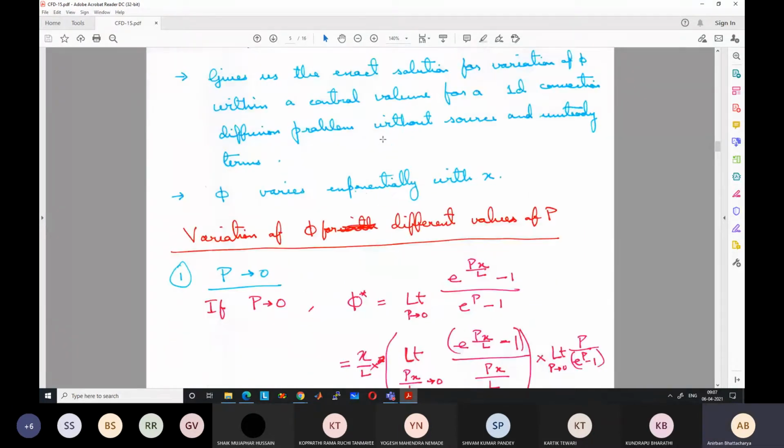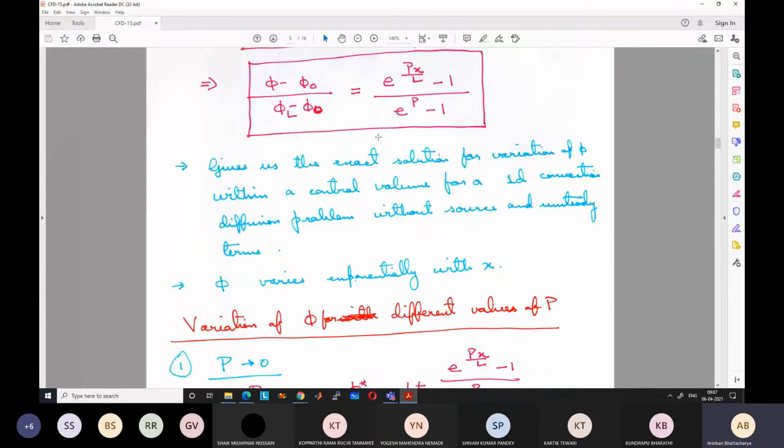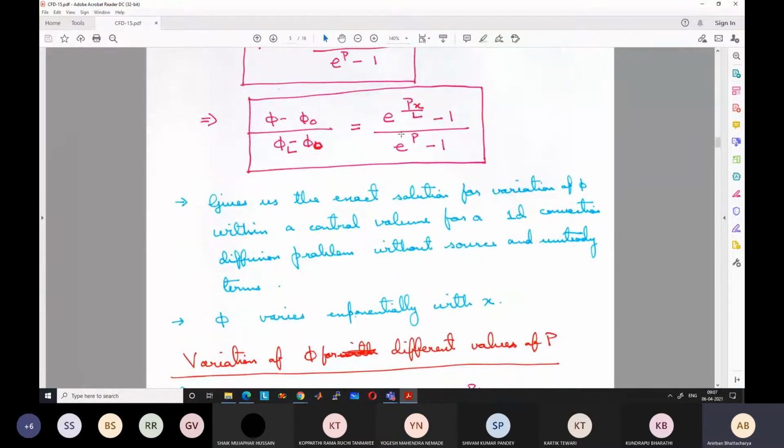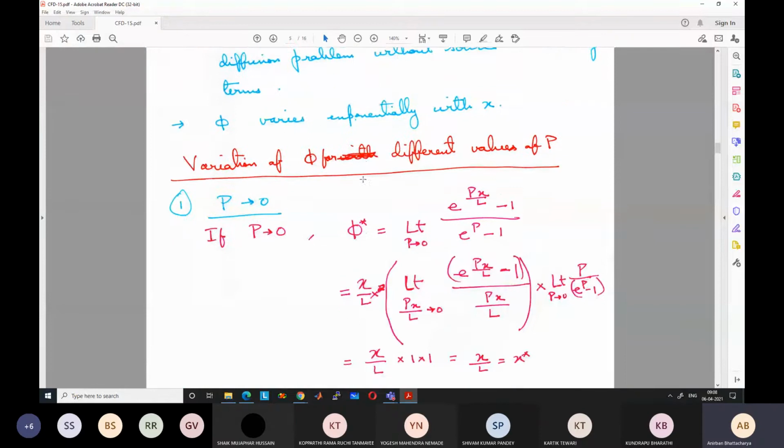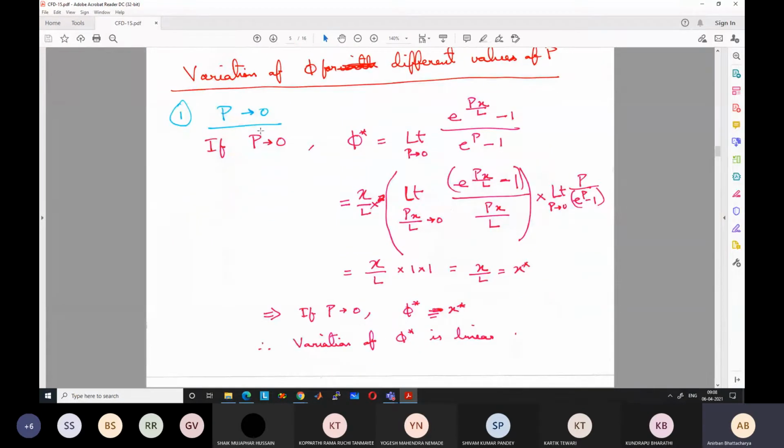Now we have started looking at some limiting cases to find out exactly how the behavior looks. We are trying to plot this graph of phi between phi 0 and phi L for different values of Peclet number, showing how phi varies with x. For that we started with some limiting cases. What was the first limiting case? Yesterday we started with P tends to 0.